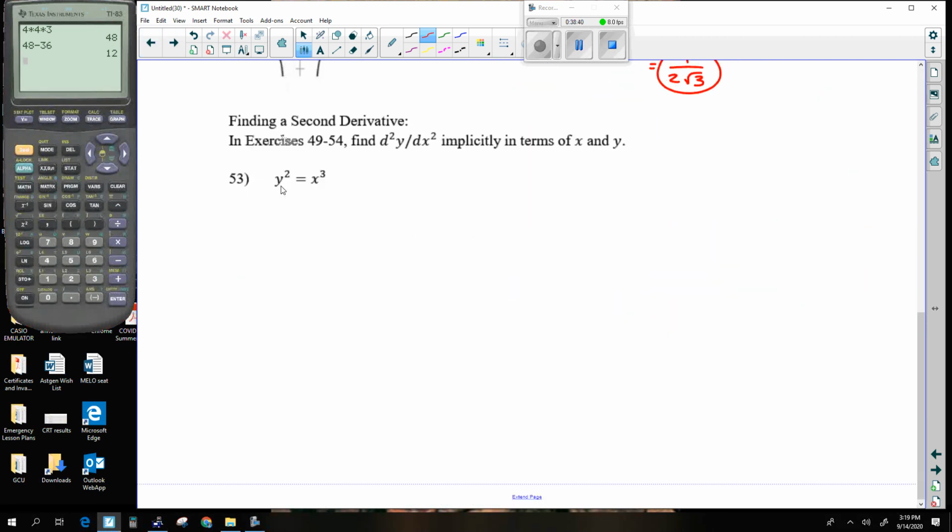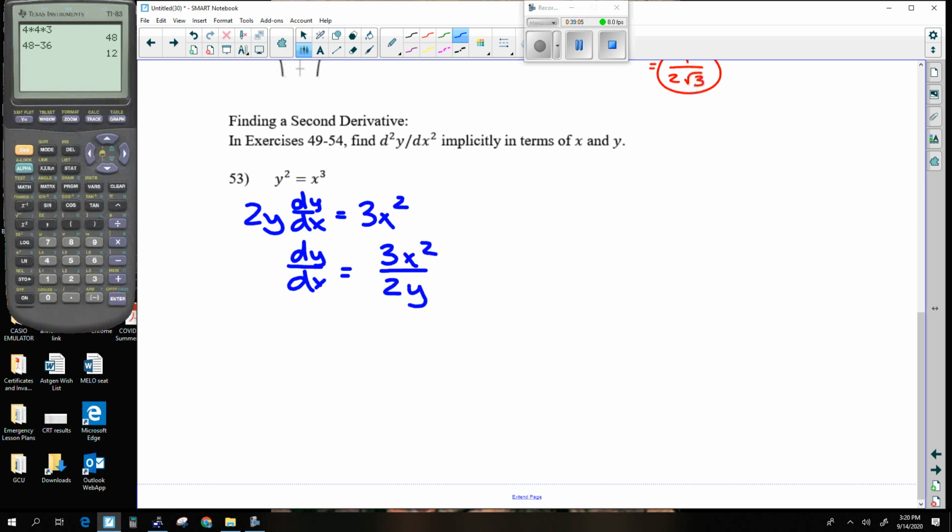All right, so find the second derivative, that d squared y dx squared is the second derivative, and that gets really, really fuzzy when we talk about implicit differentiation. Anyways, 2y dy/dx is equal to 3x squared. Okay, so dy/dx is equal to 3x squared over 2y. Okay, that's the first derivative. This is where it gets crazy.